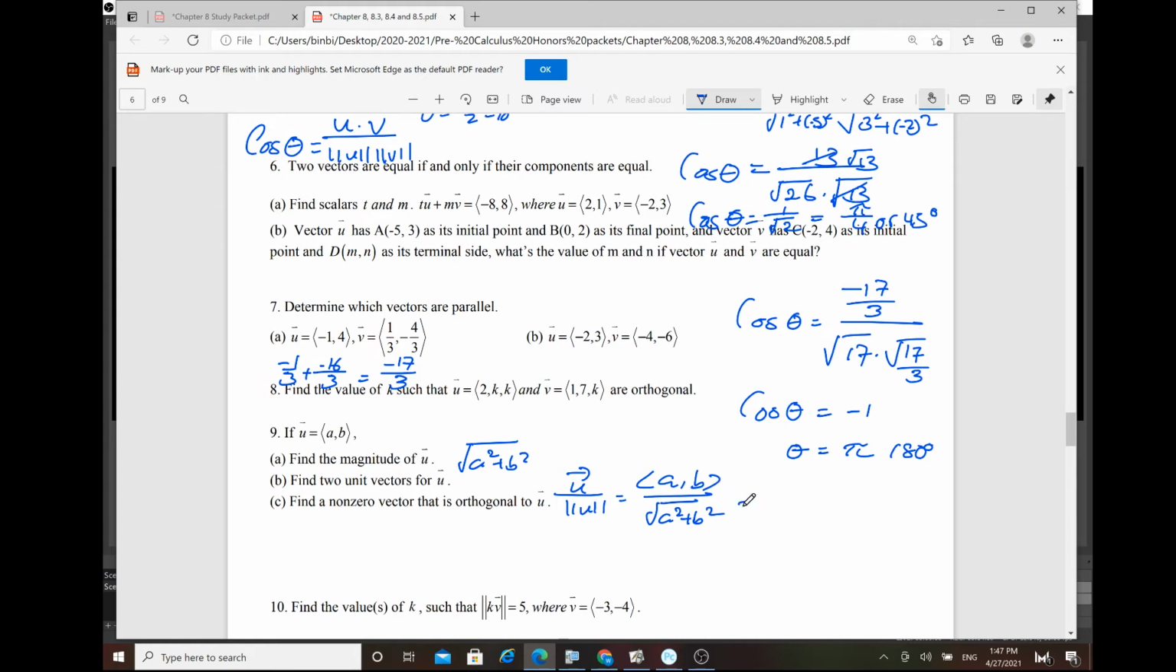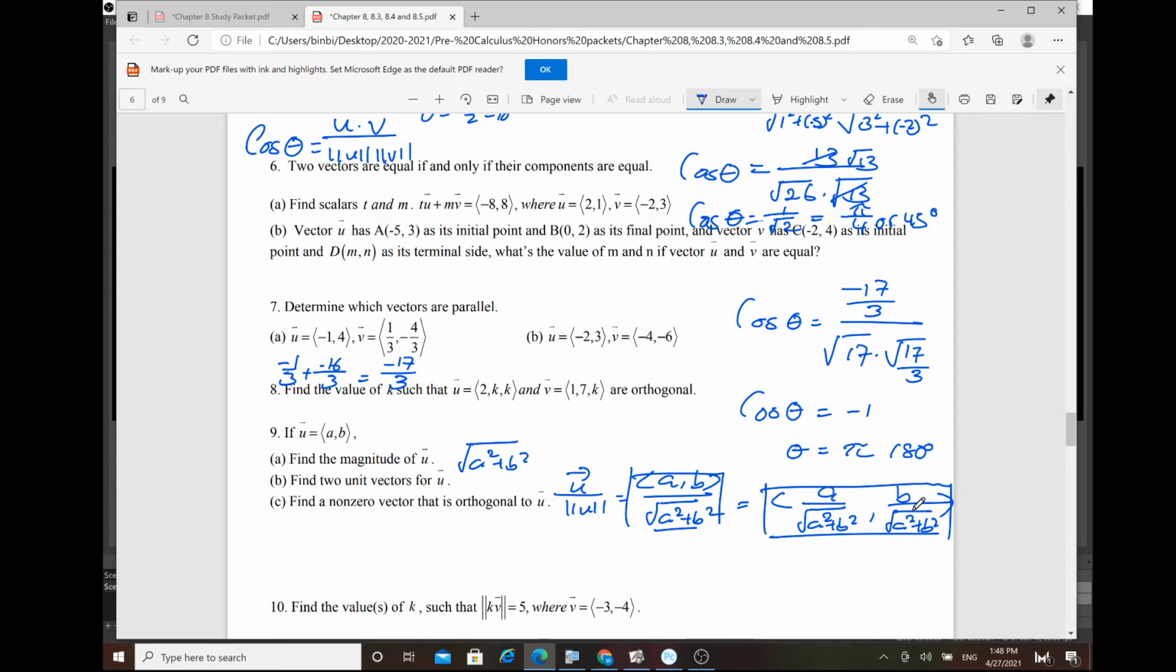So that means this one we can separate it: a over square root of a squared plus b squared, and then the other one, b over square root of a squared plus b squared. So we can put it this way, or we can just leave it this way, separation. So that's a unit vector. And then find a non-zero vector that is orthogonal to u.